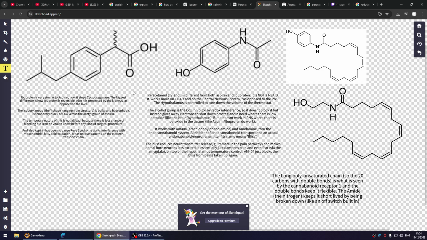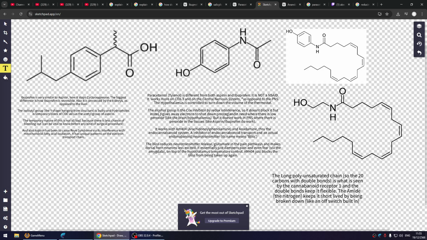over here is paracetamol. Paracetamol is more complex, and it's not actually an NSAID at all. It works more on cyclooxygenase 3 and on the central nervous system, as opposed to the peripheral nervous system that ibuprofen and aspirin do. The hypothalamus is controlled to turn down the volume of the thermostat. That's the key idea of what you should remember about what Tylenol or paracetamol does.